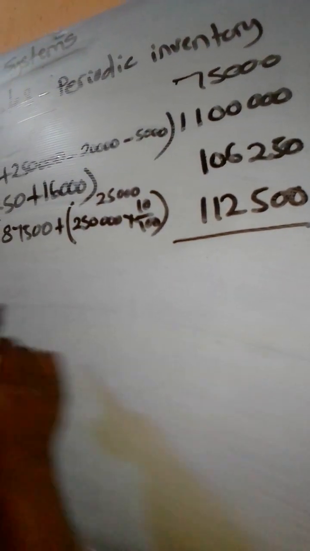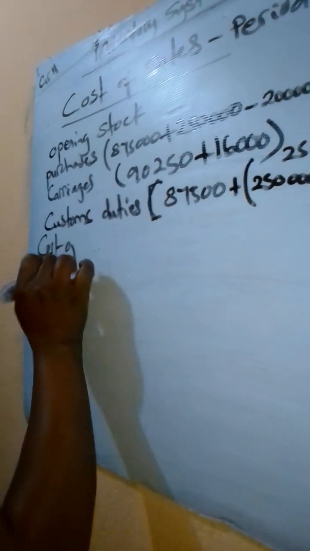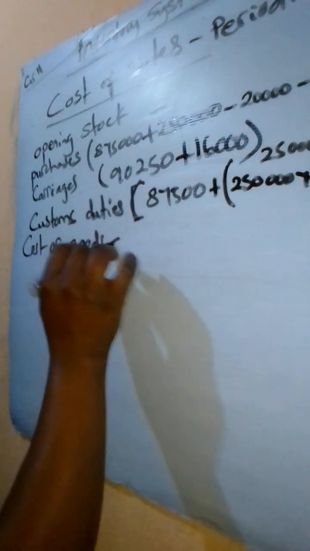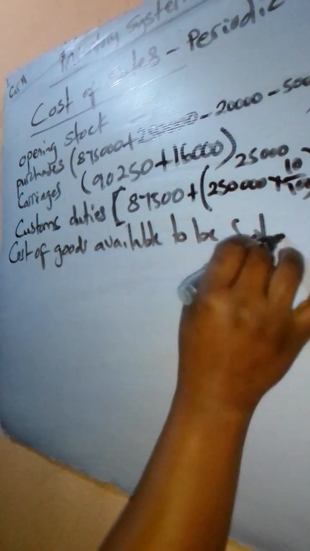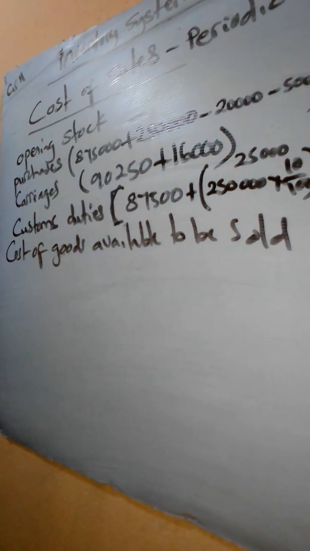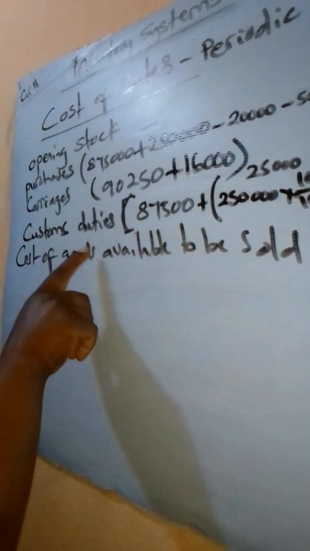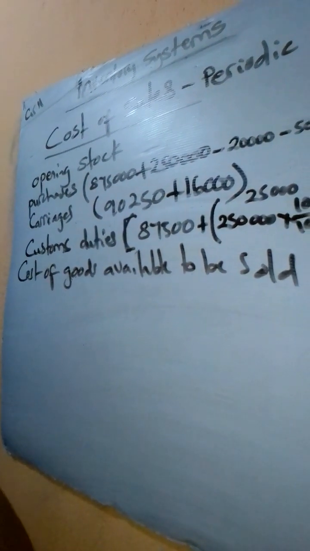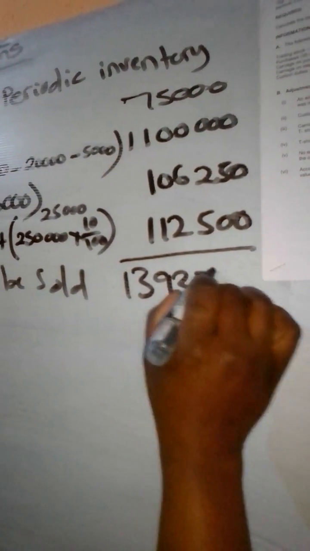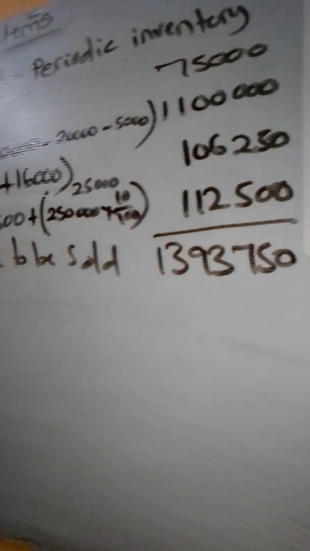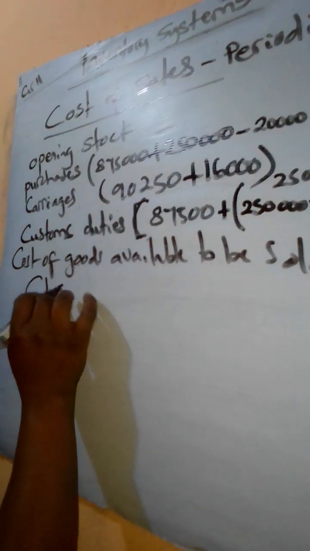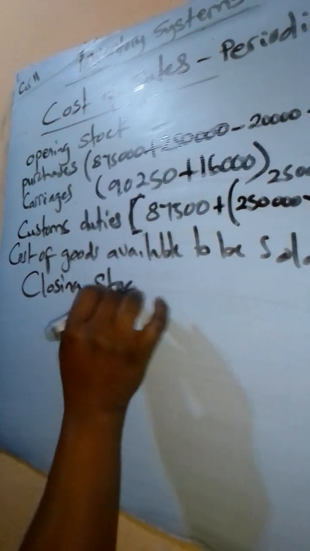What is left is for us to find out how much is the cost of goods available to be sold. The cost of goods available to be sold is opening stock, add purchases, add carriage, add customs duties. Then our amount will be 1,393,750. The last thing for us to do is to minus our closing stock as usual.